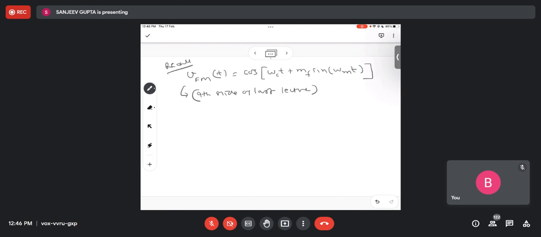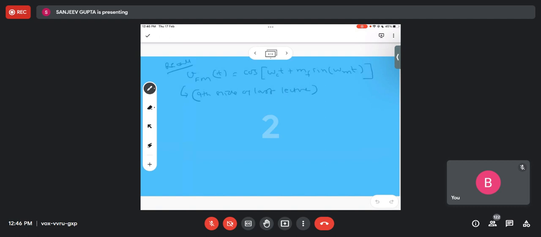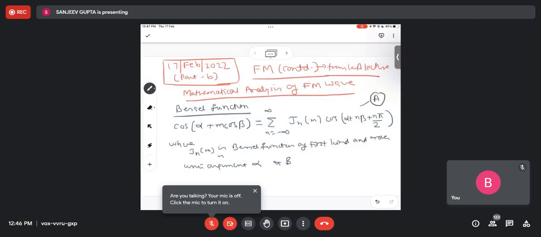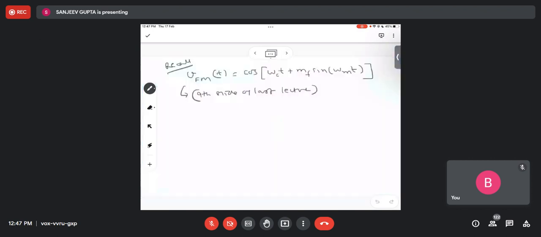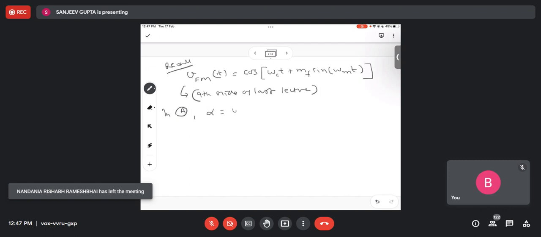Now, if you see here and compare this equation with the Bessel function equation which I have written here, let's mark that equation A. If I compare this equation with the previous equation A, you will find that alpha turns out to be omega_c t and beta turns out to be omega_m t.